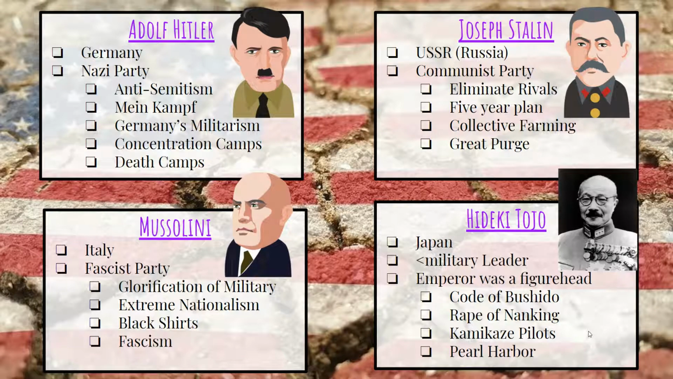So you have Adolf Hitler. His country is Germany. His political party is the Nazi Party. He is anti-Semitic. He wrote Mein Kampf. He is all about building up Germany's militarism, and eventually he's going to take the Jews and try to conduct a mass genocide by doing concentration camps, putting all the Jews in camps, and eventually trying to exterminate them with death camps. Again, you're going to learn all this information when you research.